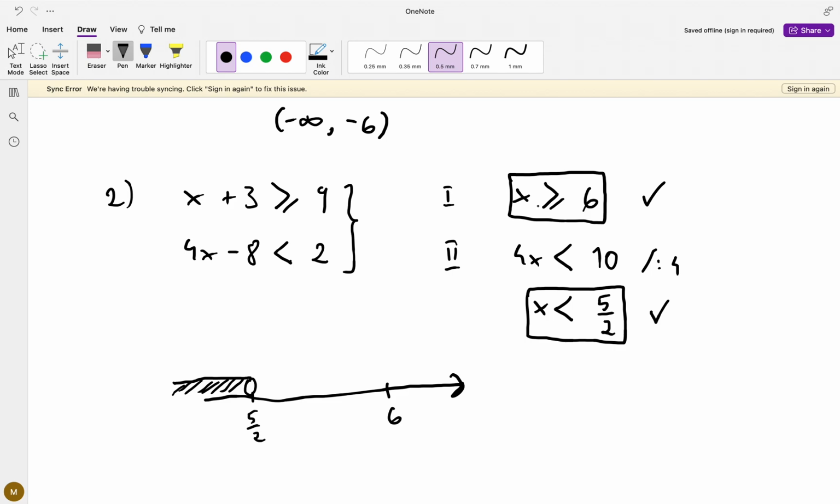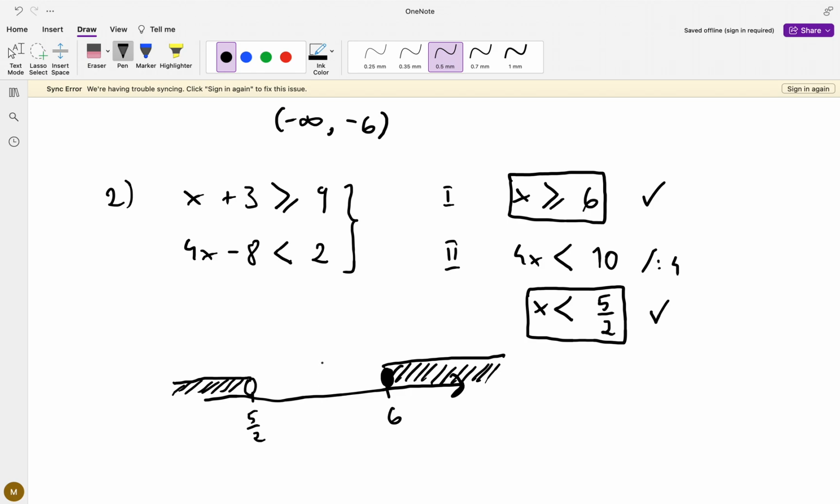For the first one, we have x greater or equal to 6. Now, or equal to involves a closed circle. And we want to select all the x's that are greater than that. So now we're going to move on to the right side. Okay, do you see if these answers are overlapping in any way? Not really, right? They do not overlap.